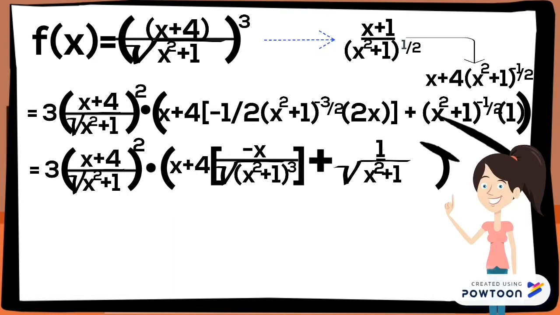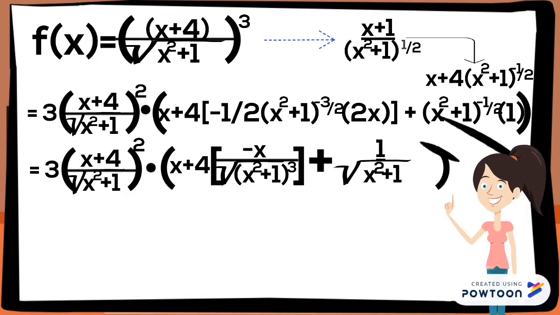copy the second term, (x^2 + 1)^(-1/2), and multiply the derivative from the first term, which is equal to 1. Just copy 3 times ((x + 4)/sqrt(x^2 + 1))^2 and perform the operation on the bracket. Copy x + 4, multiply -1/2 and 2x, which is now equal to -x, and transfer (x^2 + 1)^(-3/2) in the denominator to make it positive.